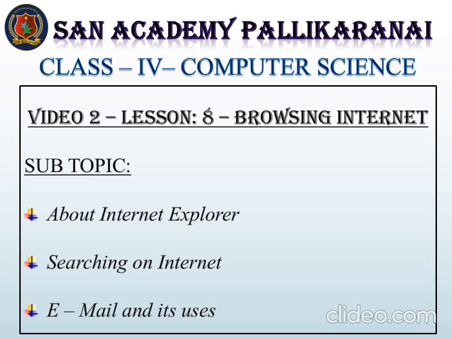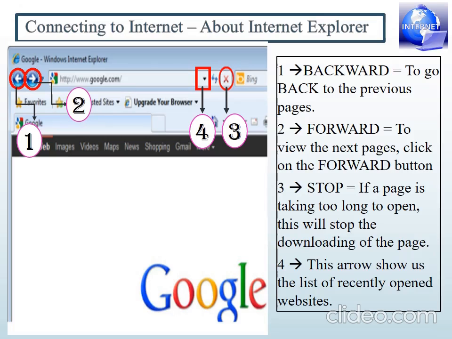In the previous video we saw what is internet and its uses, and what are the basic requirements for internet connection, and also a few terms. Now here we are going to see what about the Internet Explorer, various buttons, what is the search option, how can we use a search option, and email and its uses. Let's get into the lesson, students.